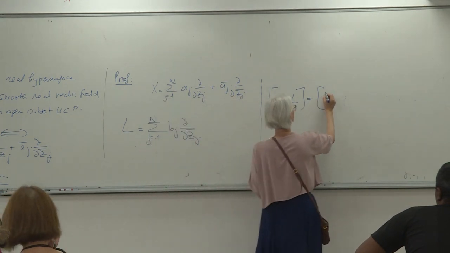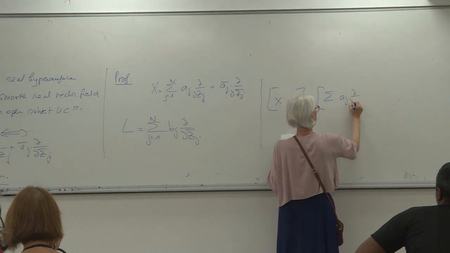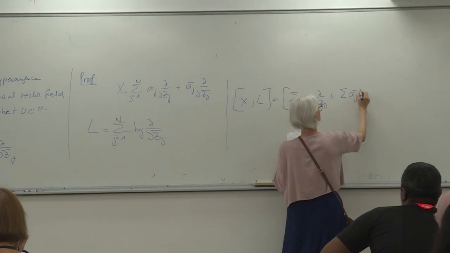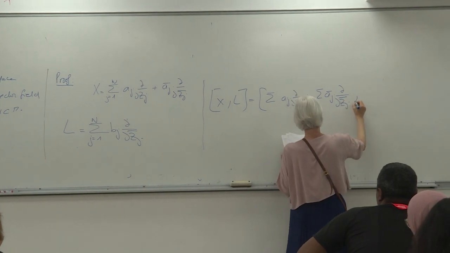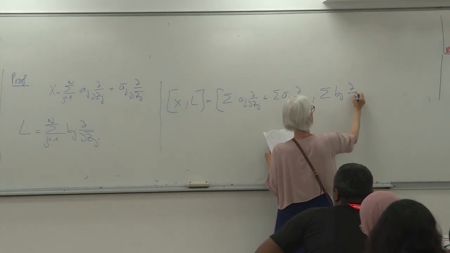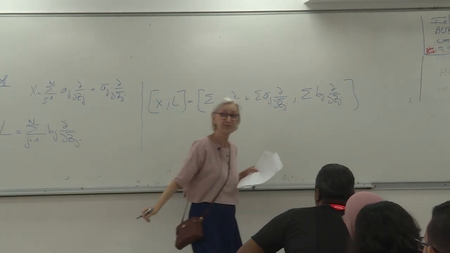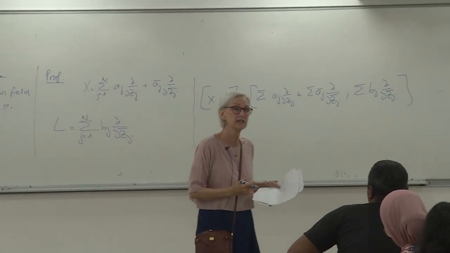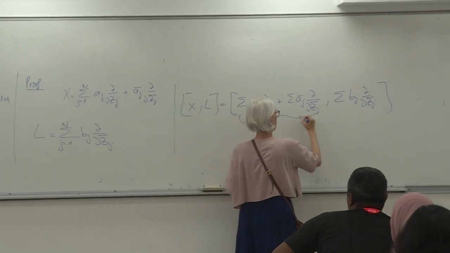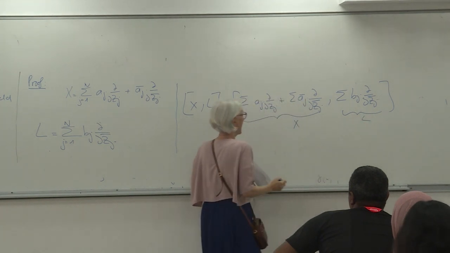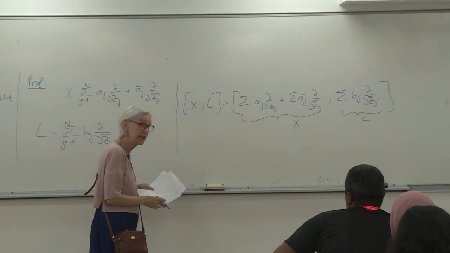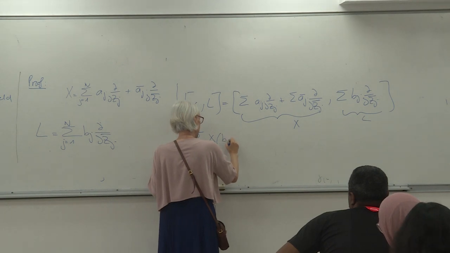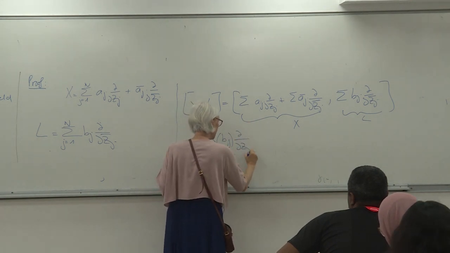So it's summation a_j ∂/∂z_j plus summation a_j bar ∂/∂z_j bar, this is my X, and I have only summation b_j ∂/∂z_j bar, okay? And when I bracket, what is surviving? This is X, this is L. So I have to apply X to b_j, okay? So I will have summation X of b_j ∂/∂z_j bar, okay?